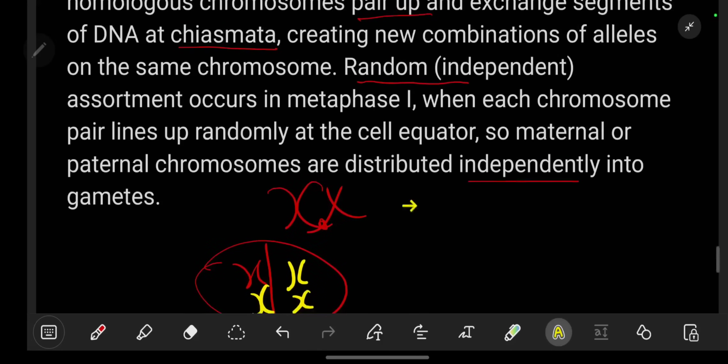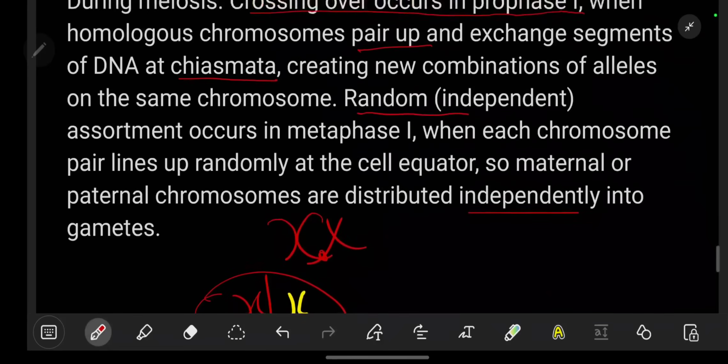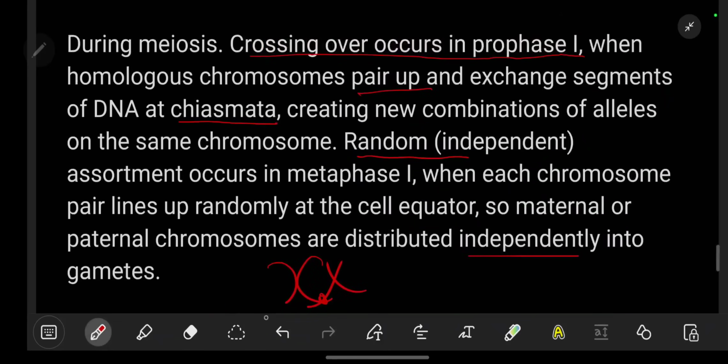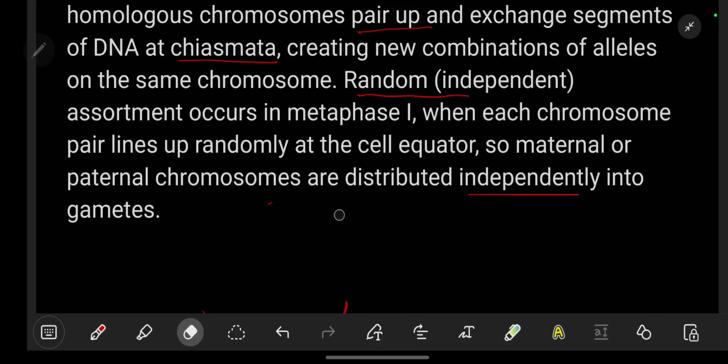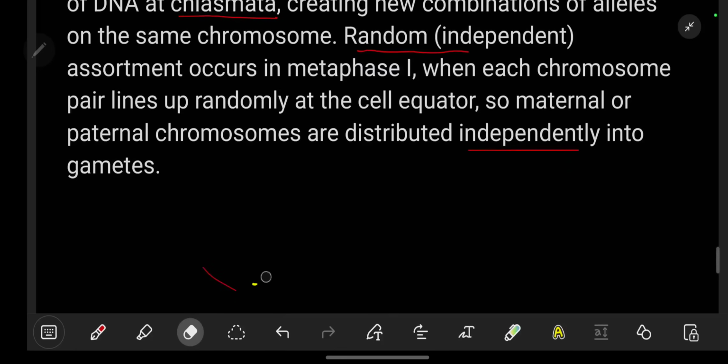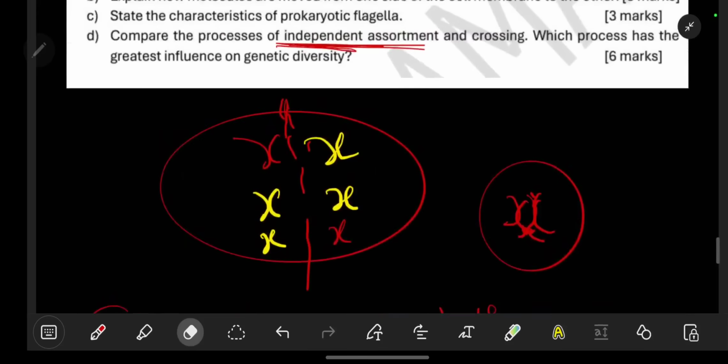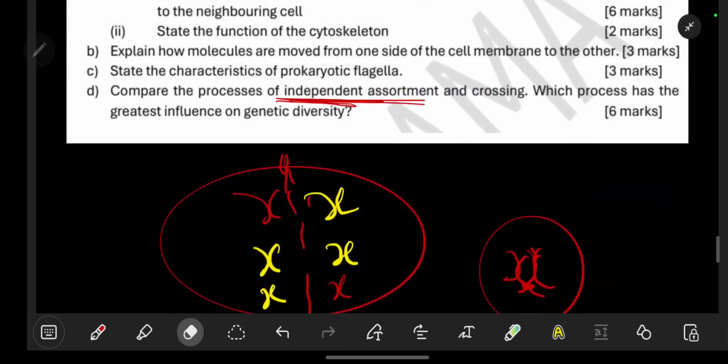So both of these produce effects, or rather influence genetic diversity. But which one has got a greater influence? So already this is 4 marks. Now this question is a question of intense debate, which you can research more.